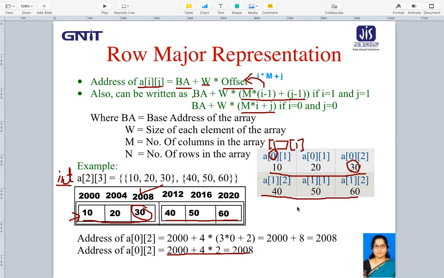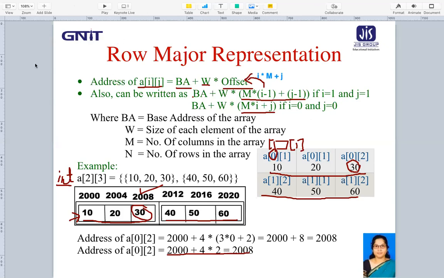So if in an exam you are given any problem on finding out the address in row major or column major representation, you should be very careful about what is given, whether the indices of the array are starting from 0, 0 or from 1, 1. If it starts from 0, 0, simply use the row number and the column number. If it is starting from 1, 1, then we have to do a minus. So you should be very careful about that.